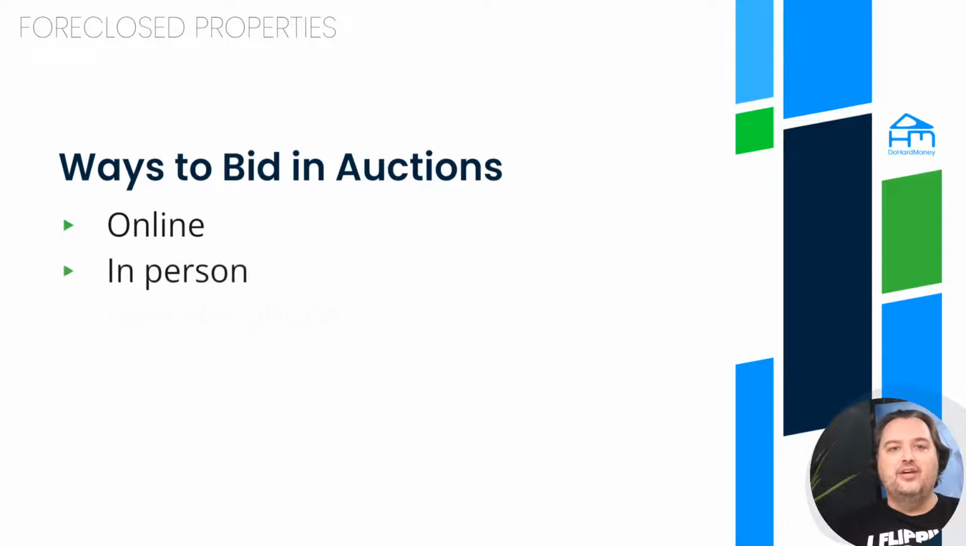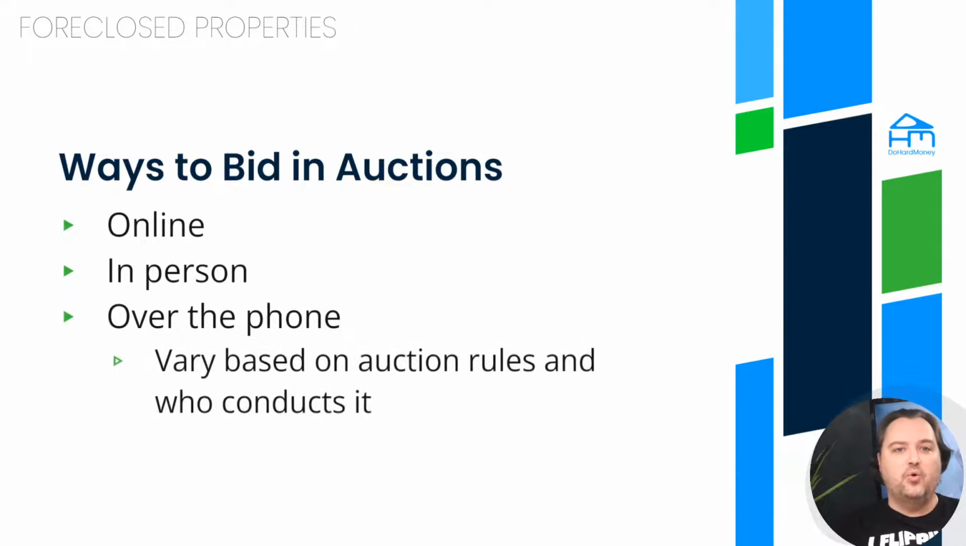Okay. Ways that you can bid on auctions: you can bid online, you can bid in person, you can bid over the phone. It varies based upon the auction rules. And I should say there are two different types of auctions. You've got the REO auctions or the foreclosure auction, which I don't recommend you bid at. And then you've got banks that are doing what are called private auctions, and those you definitely can.